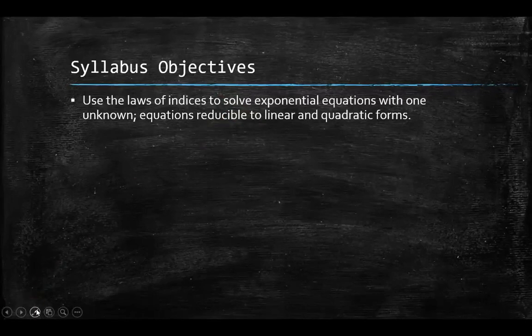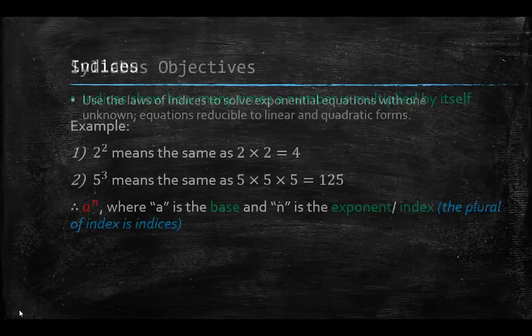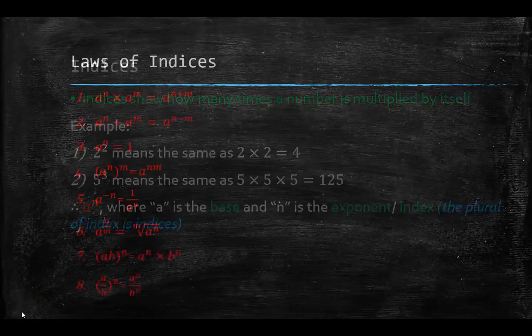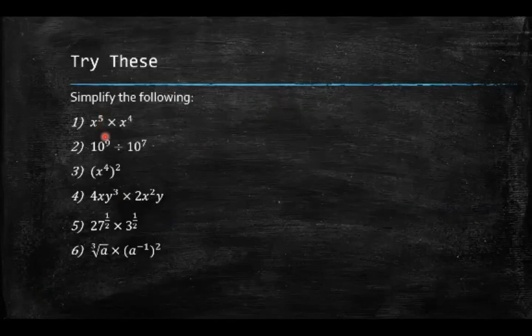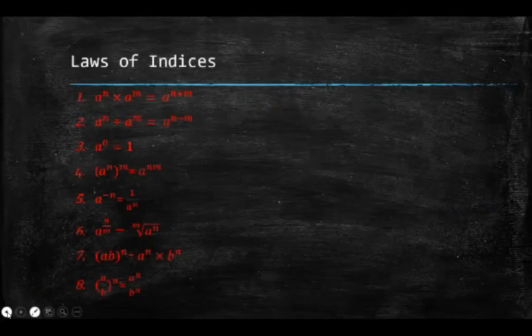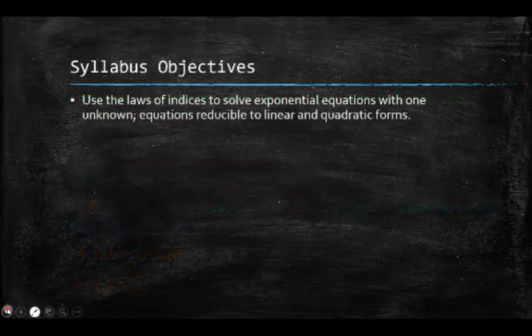You wouldn't see a question like, hold on, let me just show you something. Like you wouldn't see in your past paper, x to the power 5 multiplied by x to the power 4, simplify that. No, you probably wouldn't see that. You're more likely to see the logs. So that's what I'm trying to say, right?